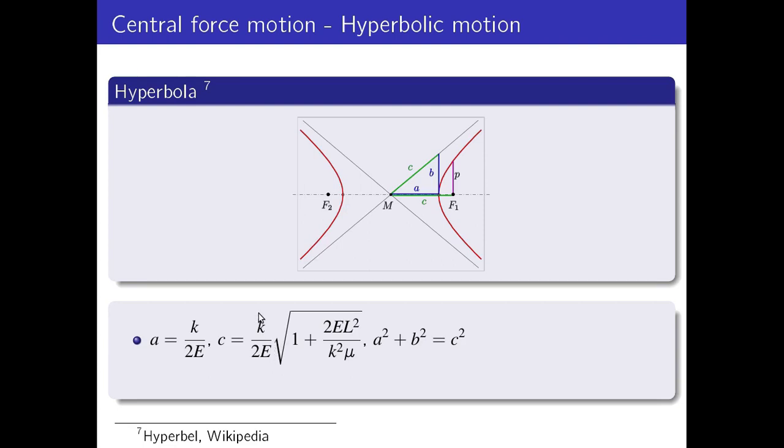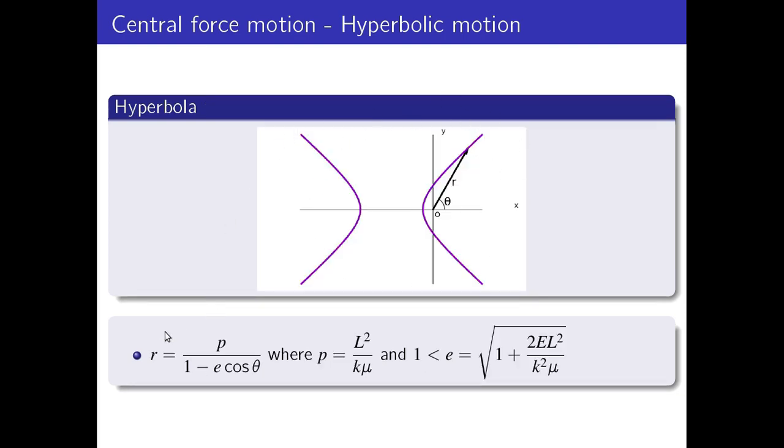By using a similar technique to that used in the calculations of the elliptic orbit, one can calculate a and c in this way, and one can also calculate b by using this right triangle and this relation. The eccentricity can be calculated by using c over a in this form, and it is always greater than 1 for the hyperbola. We can draw a hyperbola by using the polar form of the solution.